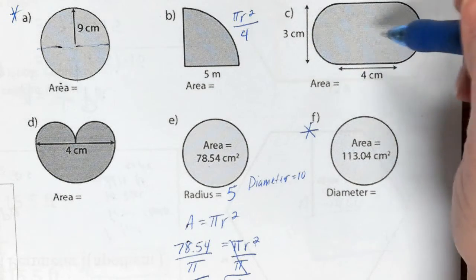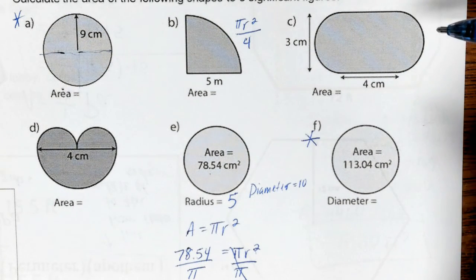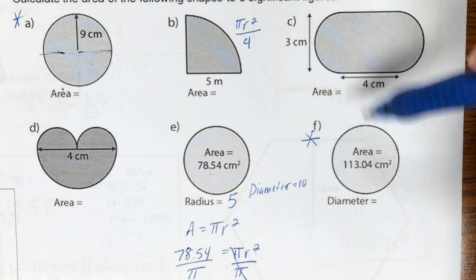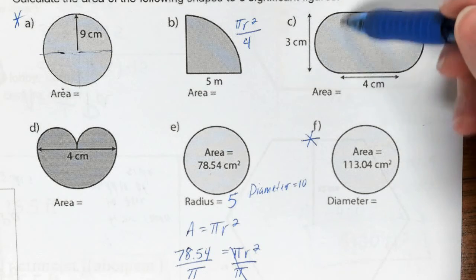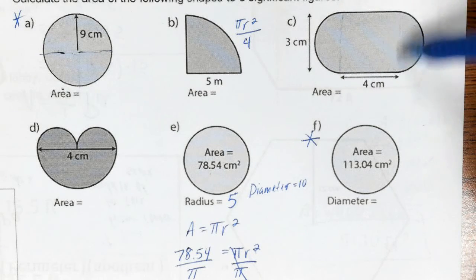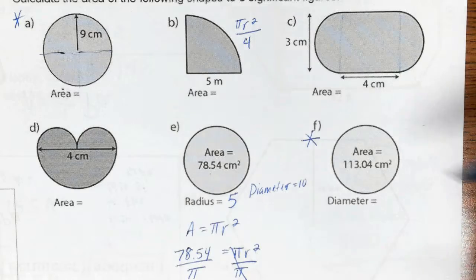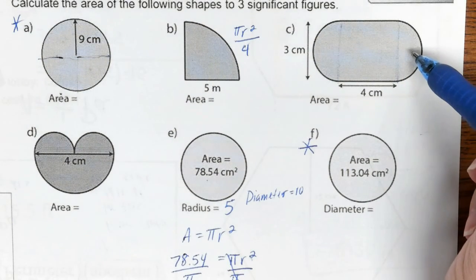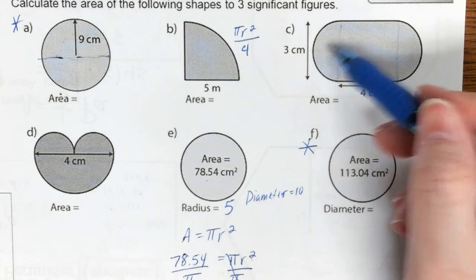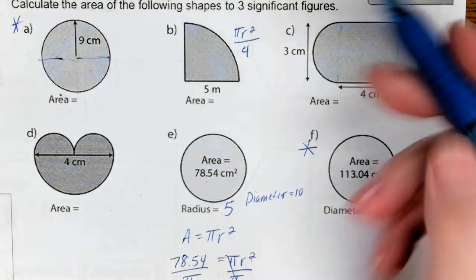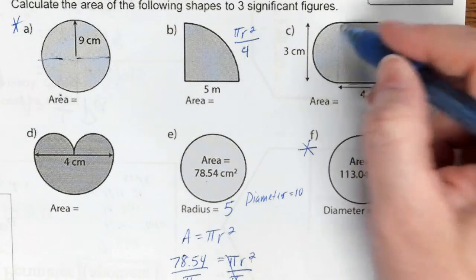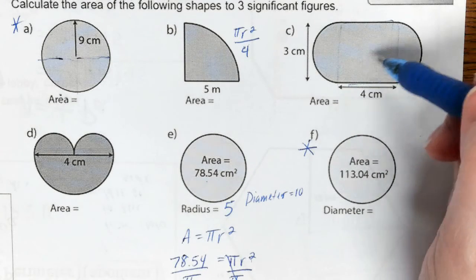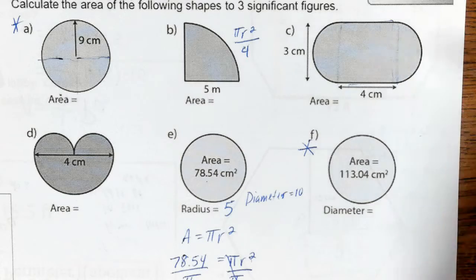What about this one? How does it relate to the circle? The ends look like a circle, don't they? So if you think about this, this is kind of half of a circle over here, right? And this is half of a circle. So don't you have a whole circle, and then you have a rectangle in the middle?